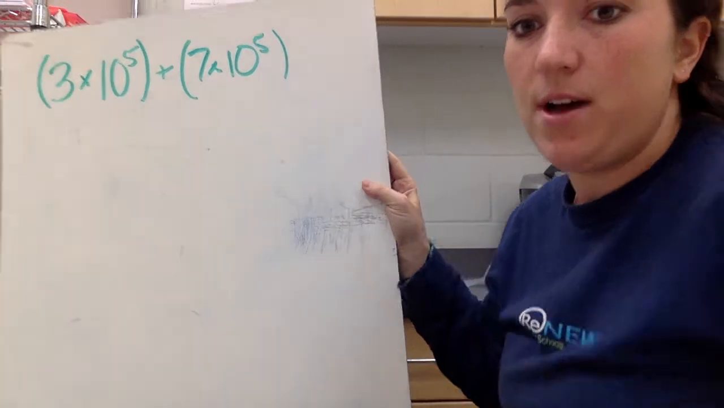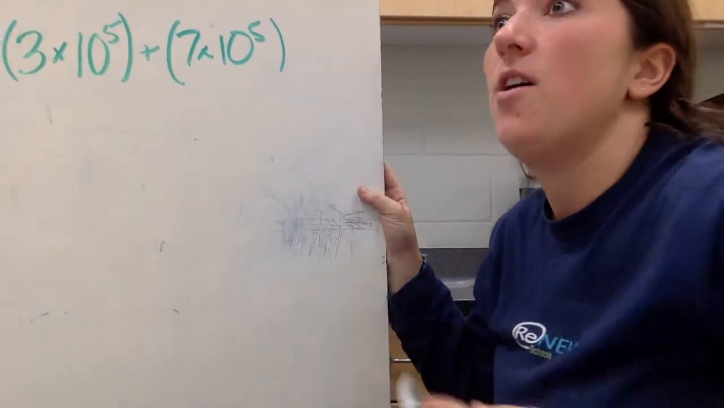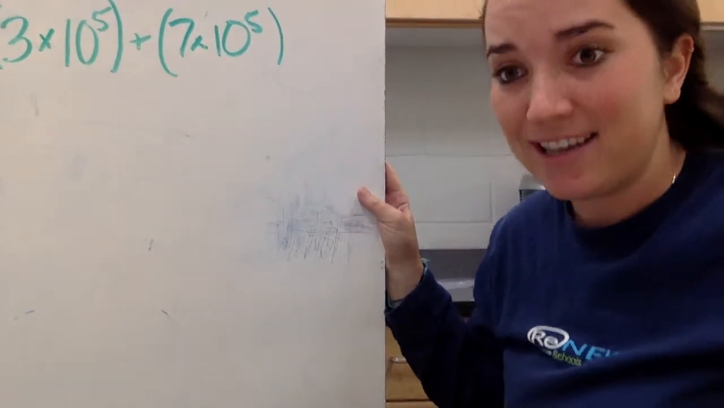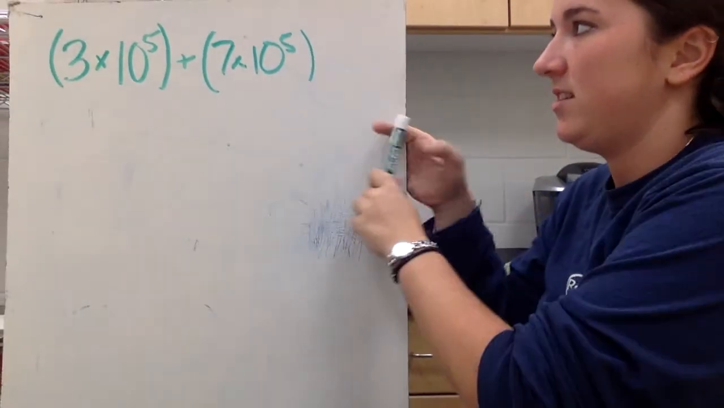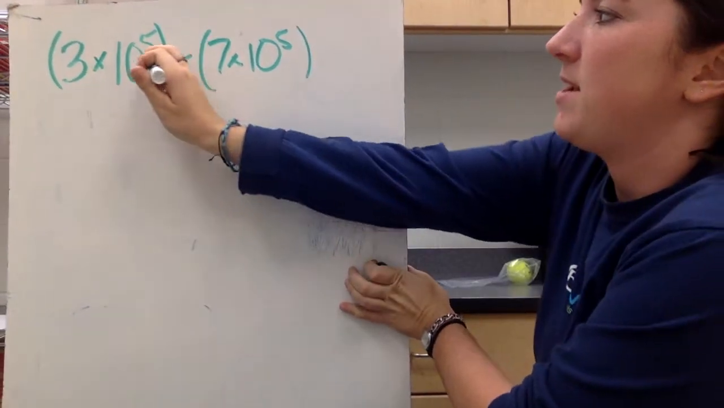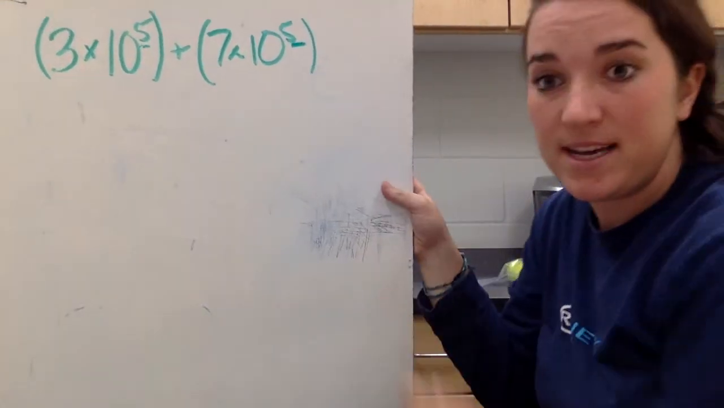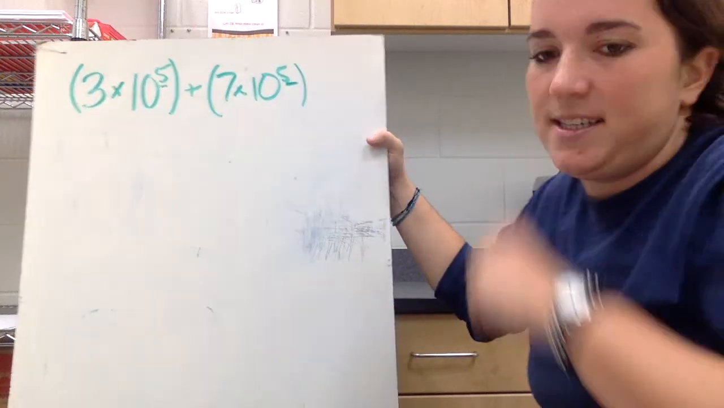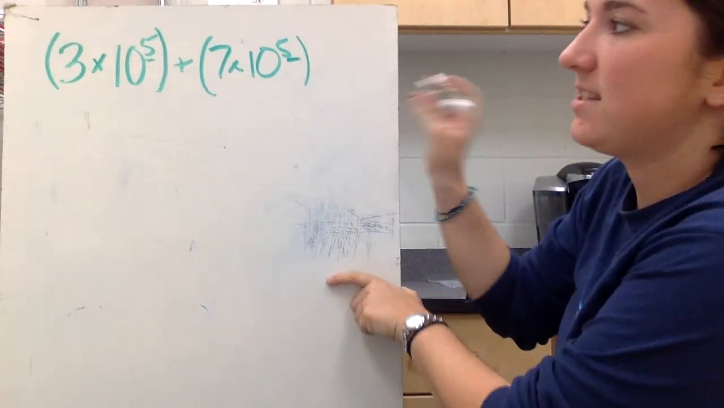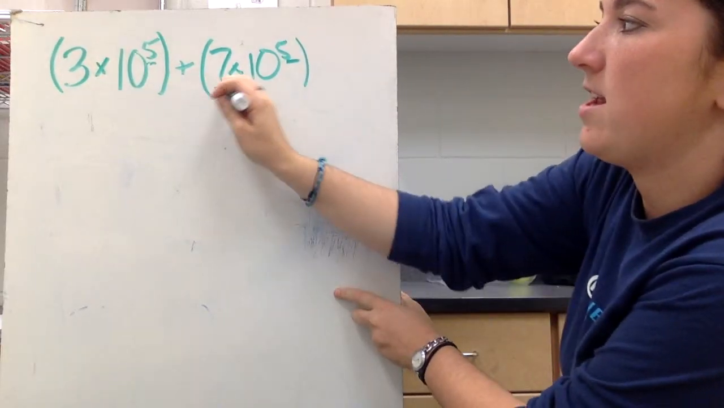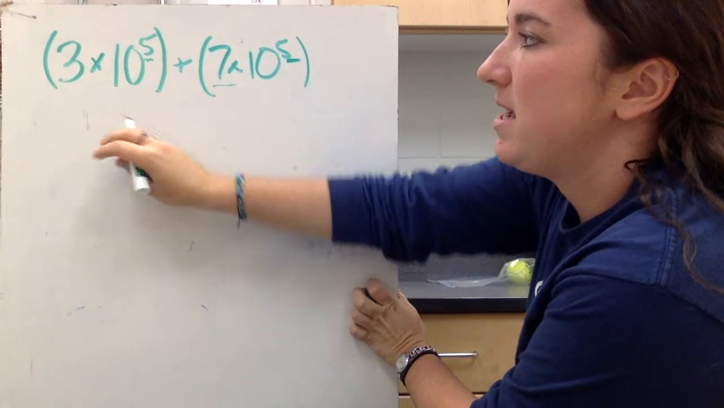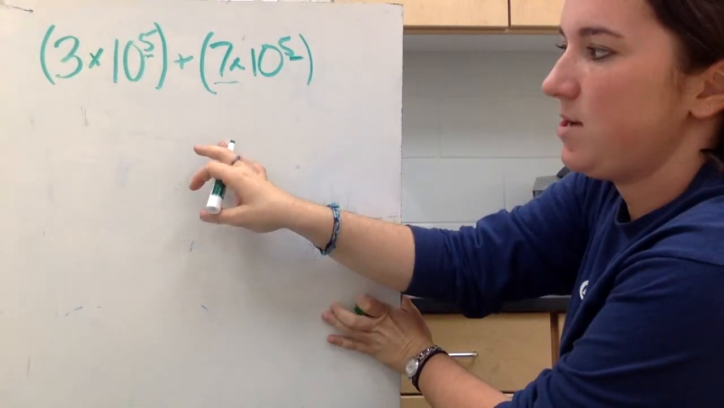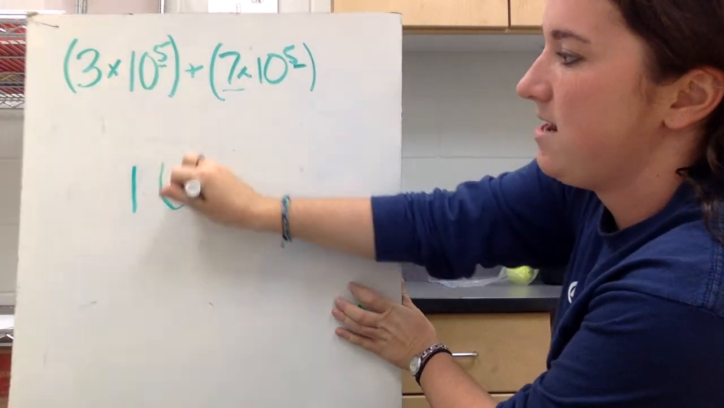All right, so our first problem is this right here. What needs to be the same when we're adding and subtracting in scientific notation? Right, our exponent needs to be the same. In this problem, is our exponent the same? Yes. So when our exponent's the same, what can we do? We can start by adding our front numbers. So we'll do 3 plus 7. 3 plus 7 equals 10.